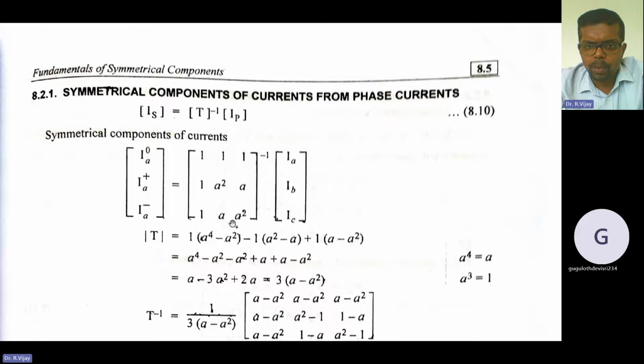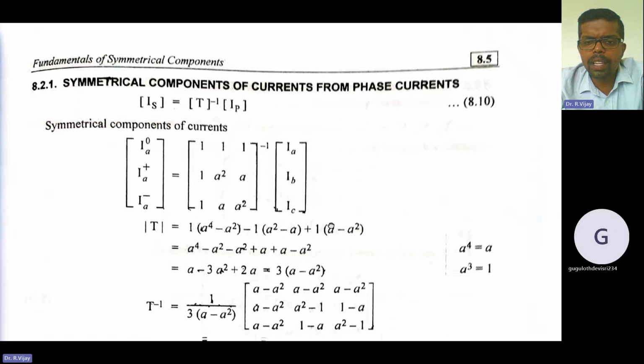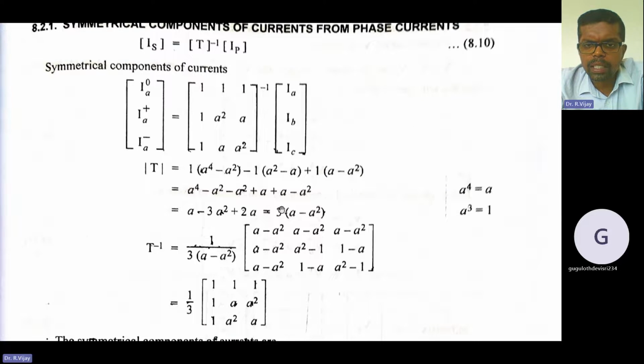Plus here 1 into A minus A square. Simplify this. After simplification, taking the common terms outside, you will get 3 into A minus A square. Students, take this as homework: just calculate it, simplify it, and take the common terms outside. So 3 into A minus A square. So T inverse is equal to 1 by modulus of T into the adjoint of T.